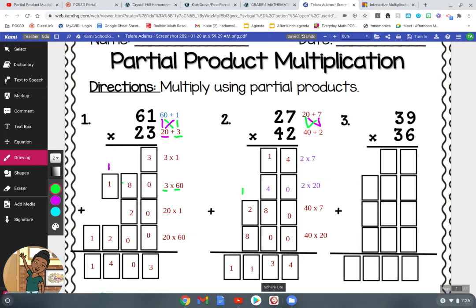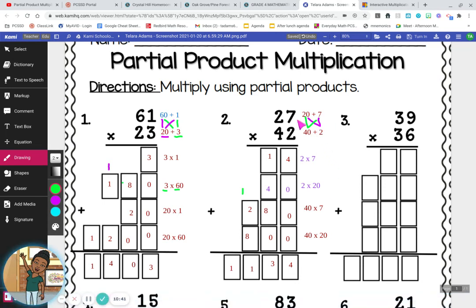Take this in, guys. Go over those steps again. We put each factor in expanded form. Then we multiplied our last factor here in the ones place by the ones in the top number and the tens. And then we use our tens to multiply by the ones place and then the tens place. I want to see your work. I want to see what you multiplied.